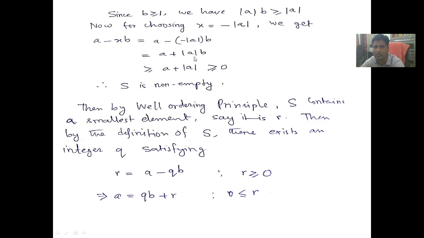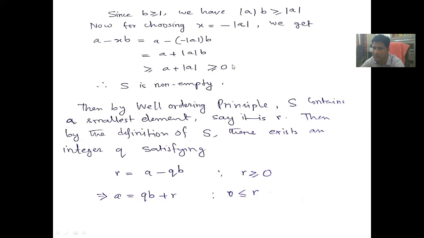This is equal to a plus mod a b, and this quantity, mod a b, is greater than or equal to mod a since b is greater than or equal to 1. So this is greater than or equal to a plus mod a. By using this, a plus mod a is equal to 0 if a is negative, and if a is positive, then it is twice a.